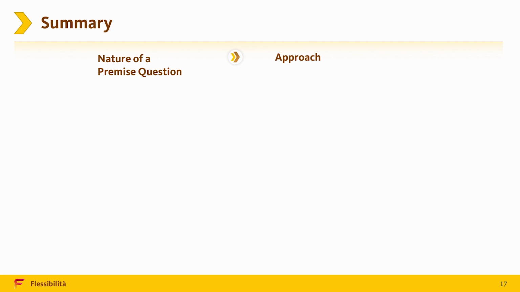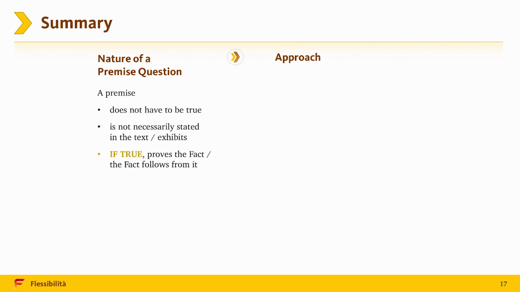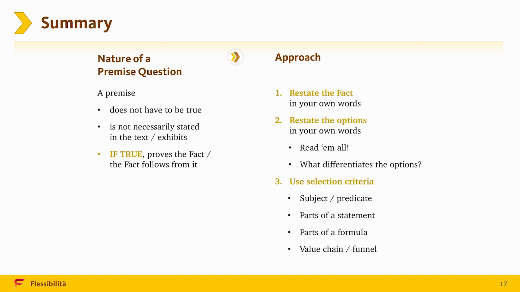Let us synthesize what we have learned today. A premise does not have to be true and might not be mentioned in the text. But if we assume that it is true, it supports, proves, or explains the question fact. There are 3 steps in solving a premise question. 1. Restate the question fact in your own words. 2. Restate the options and read them all. 3. Use selection criteria. Figure out what differentiates the options. Criteria include subject predicate, parts of statement, parts of a formula, and value chain funnel, among others.